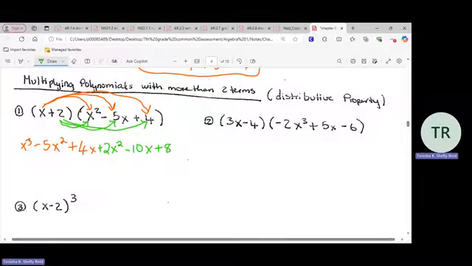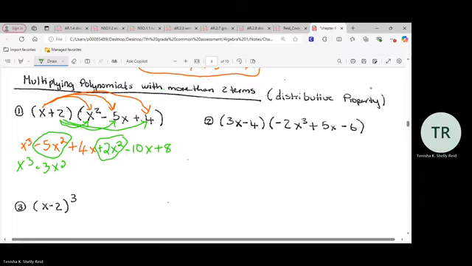So x cubed, there's no more of that. I just have x cubed. And then I have x squares around, -5x squared plus 2x squared. That's going to give me -3x squared. Then I have 4x minus 10x. That's going to give me -6x. And then I have an 8.